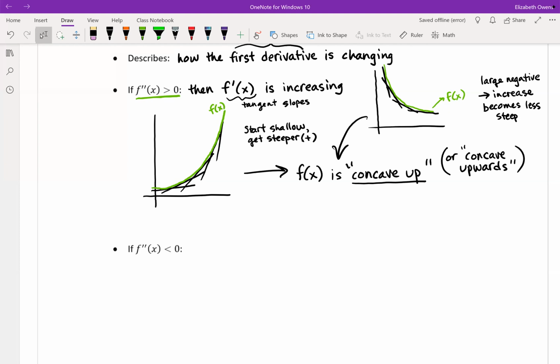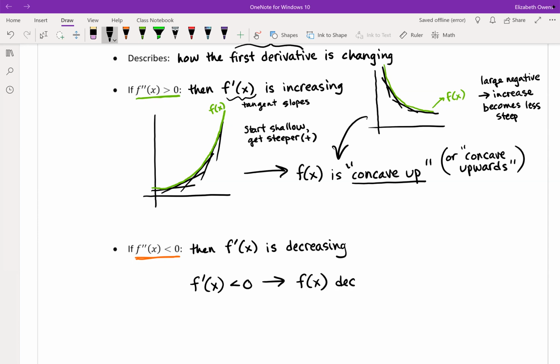So the other scenario, you might be able to guess where we're heading here, but we're going to look at cases where f double prime of x is less than 0. So we have a negative second derivative, and that is going to tell us that the first derivative is decreasing. Same idea as you saw with the first derivative. If your first derivative was negative, your original function was decreasing. Now if the second derivative is negative, your first derivative is decreasing. Same relationship.